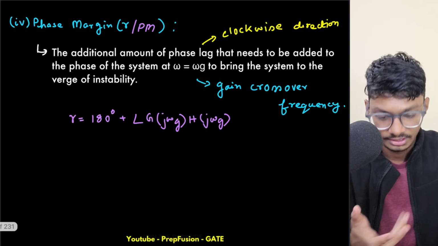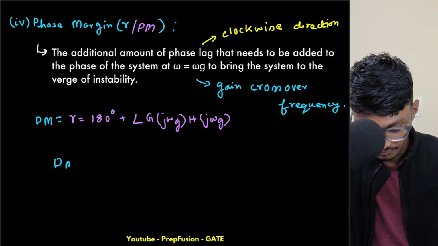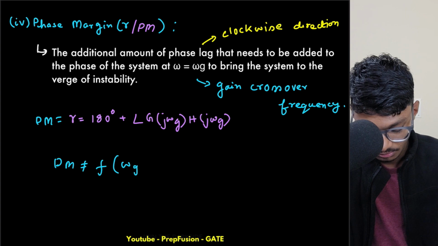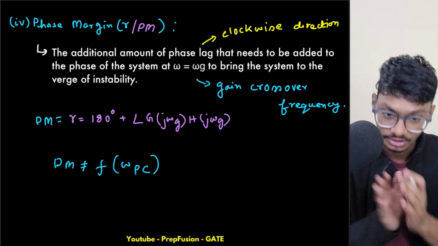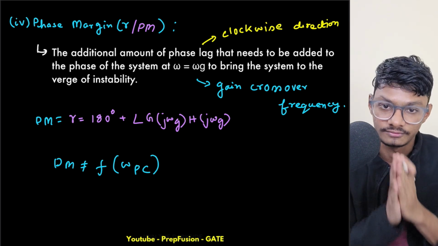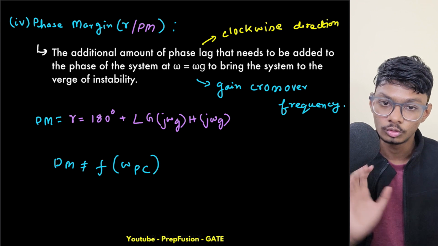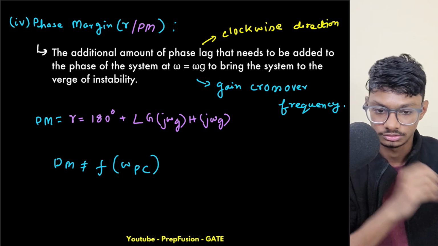And similarly here, this is known as phase margin. My phase margin is not a function of phase crossover frequency. It is a function of gain crossover frequency. Students get confused in this. Please don't be confused in this. You don't find the phase crossover frequency and then find the phase margin. So shouldn't be confused in this.